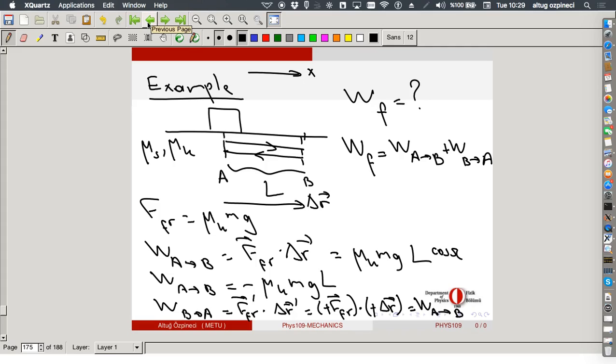Another path is you take the object from the point A, move it to the point B, and then bring it back. Initial and final points are the same, but the work done will be different. And here, the work done, we had just calculated it to be minus 2 mu k times mgl. So we have these two different paths, and for these two different paths, the work done by the friction force is different.